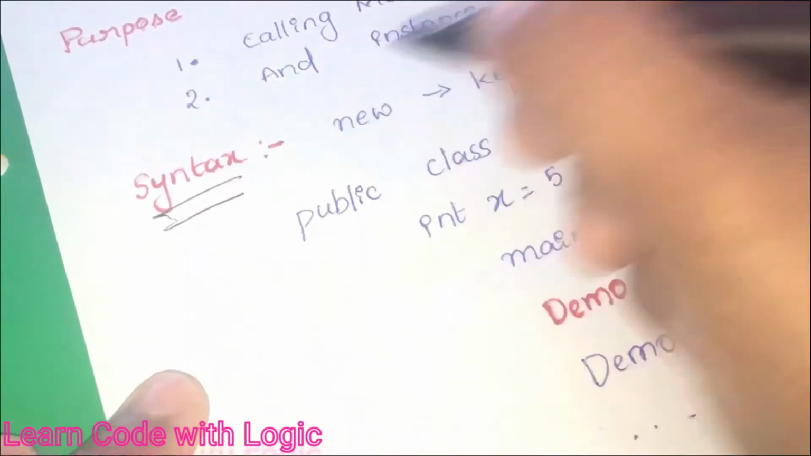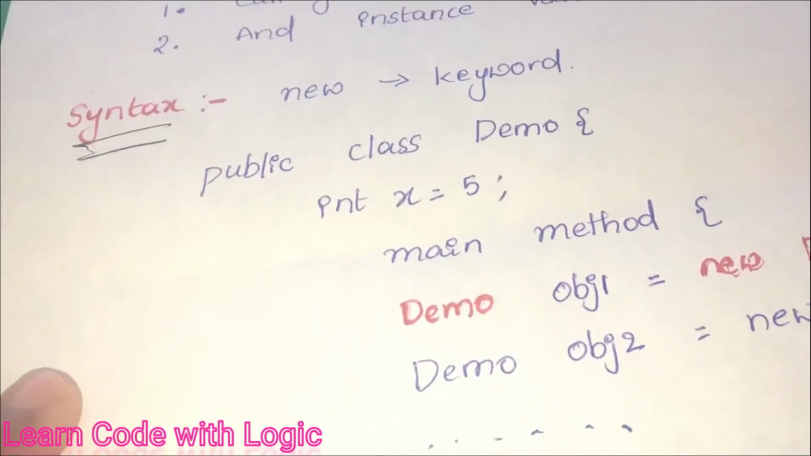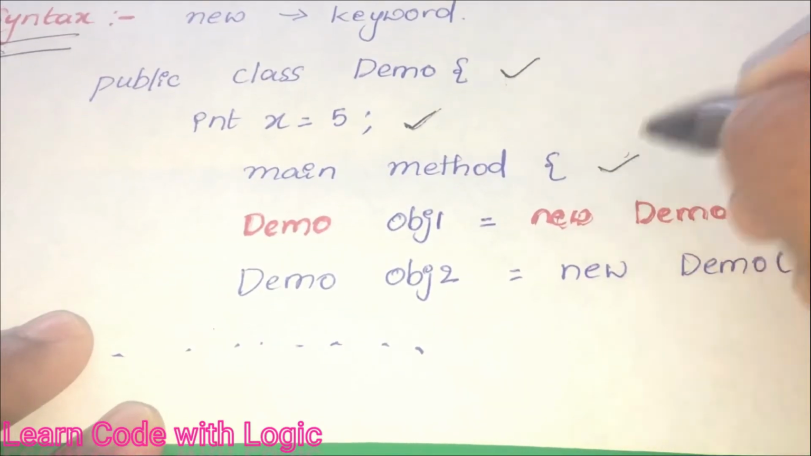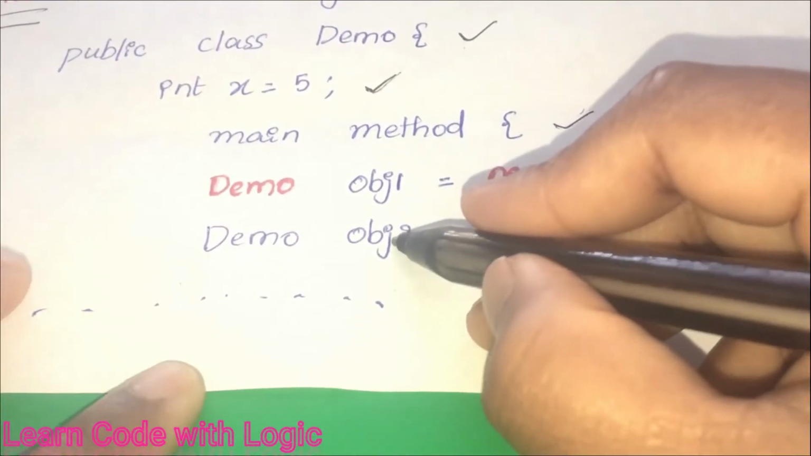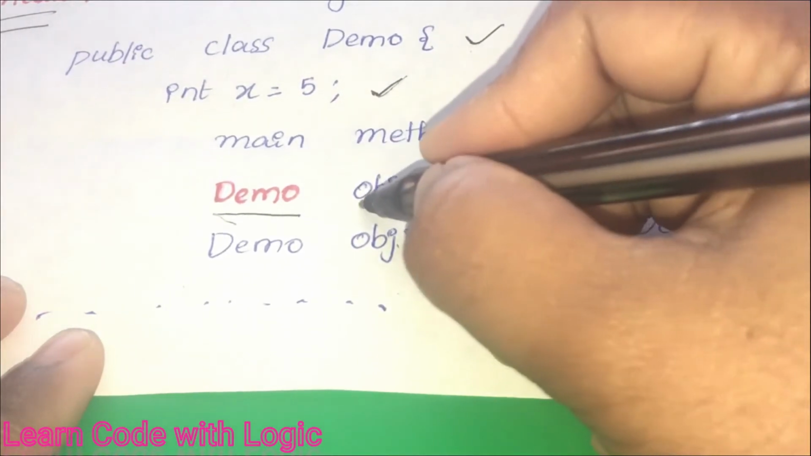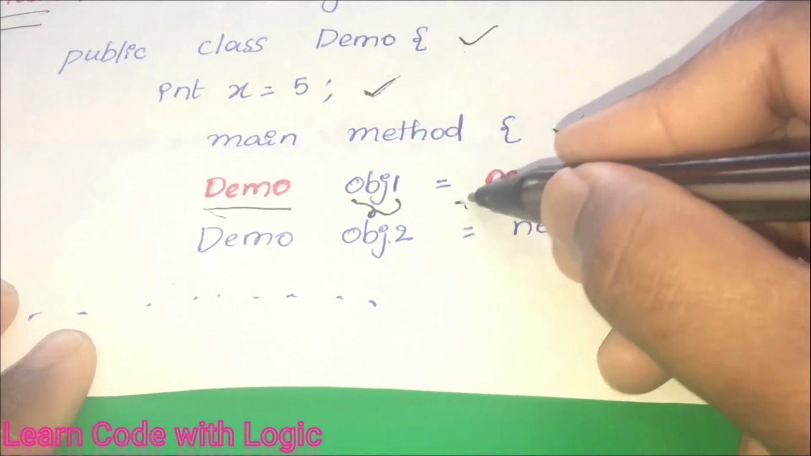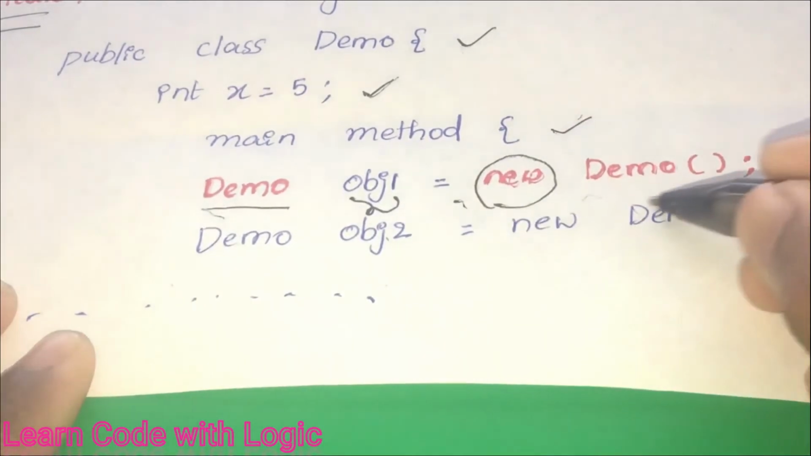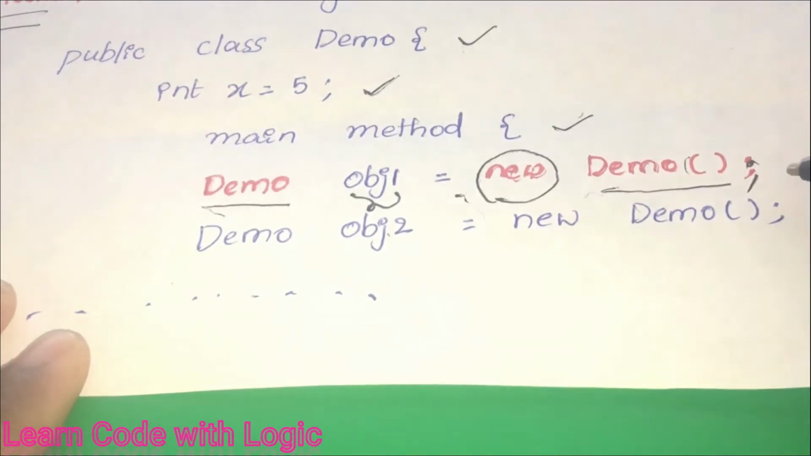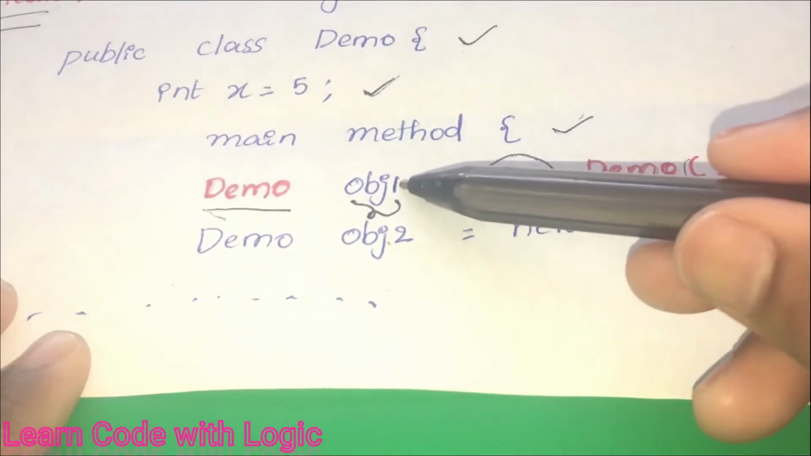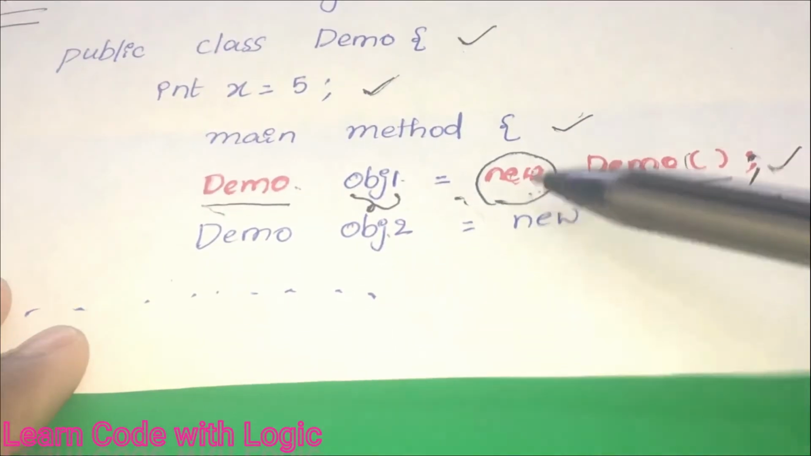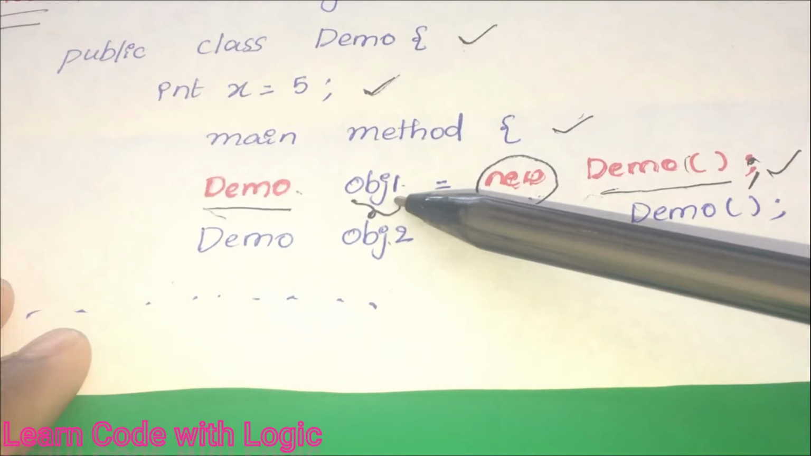The next important thing to understand is syntax. Here I created a class and one instance variable. This is the main method here. Here I am creating objects. And the syntax is, first we need to give the class name and object name equals to the new keyword and again class name, open and closing parenthesis, semicolon. The meaning of this is object 1 is created for the class called demo. If you see the new keyword here, we will understand that an object is created here.